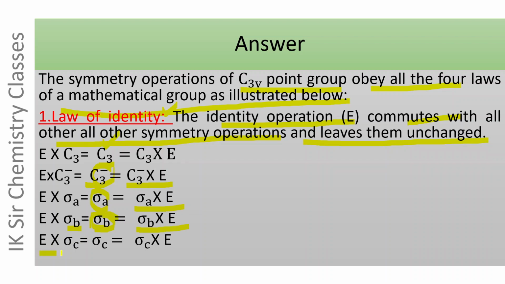E multiplied by sigma C is equal to sigma C, and sigma C multiplied by E is also equal to sigma C. It means the identity operation in C3v point group commutes with all other elements of this point group and leaves them unchanged.